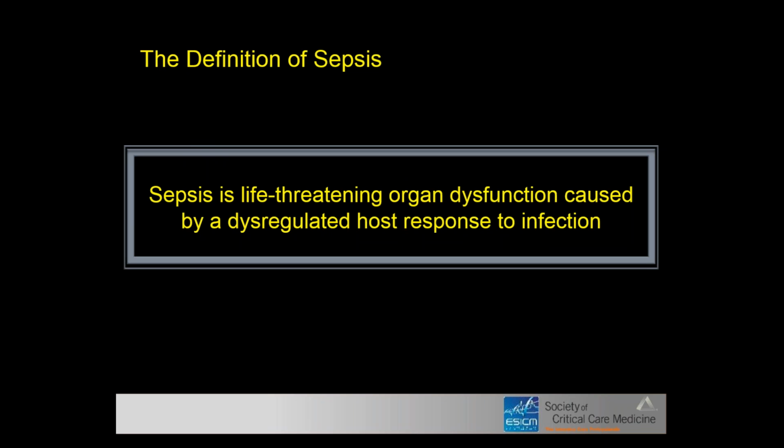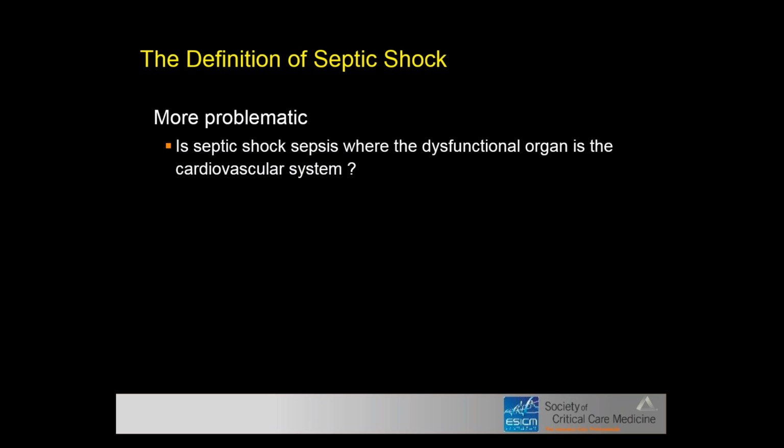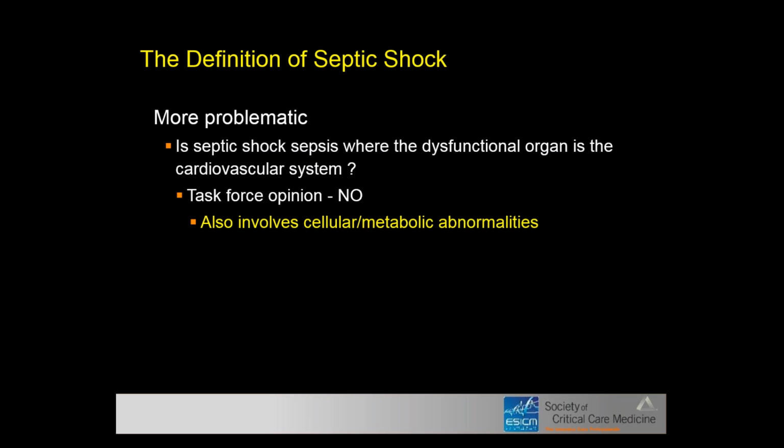Based on our understanding of the pathophysiology at this point, we decided that sepsis should best be defined. That is, the best way to explain its essential nature is to say that it is life-threatening organ dysfunction caused by a dysregulated host response to infection. Septic shock proved to be a little more problematic. As I mentioned, it's undergoing reappraisal. One could question whether or not septic shock is simply sepsis where the dysfunctional organ is the cardiovascular system. The task force's opinion on that was no, septic shock also involves abnormalities on the cellular and even on the biochemical and metabolic levels. So what distinguishes septic shock from sepsis?